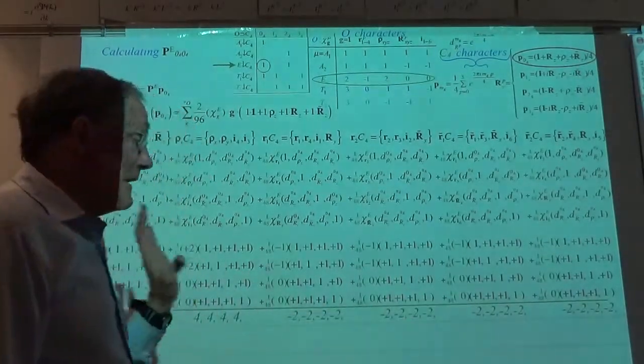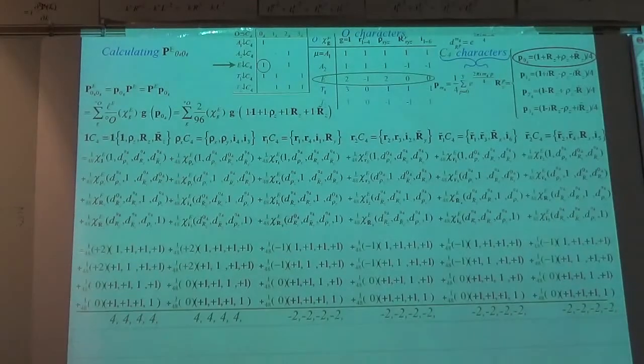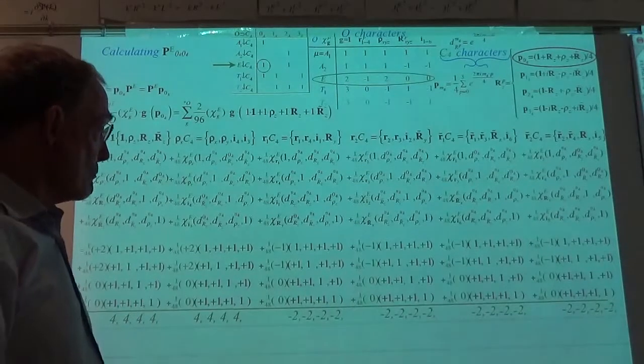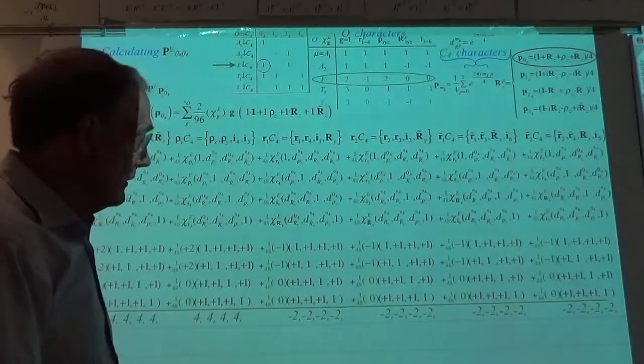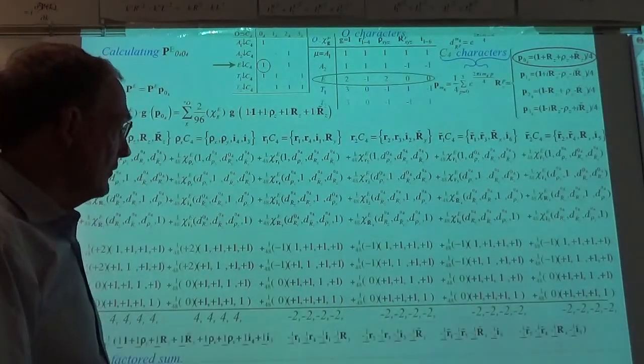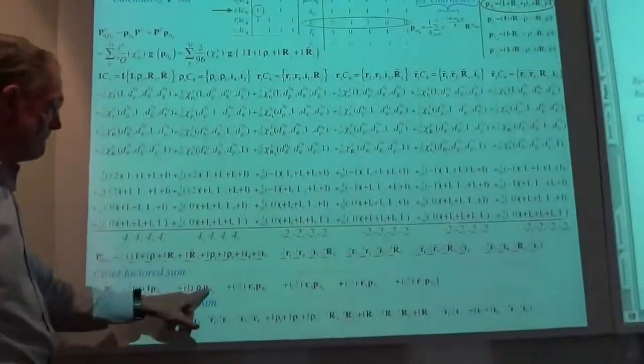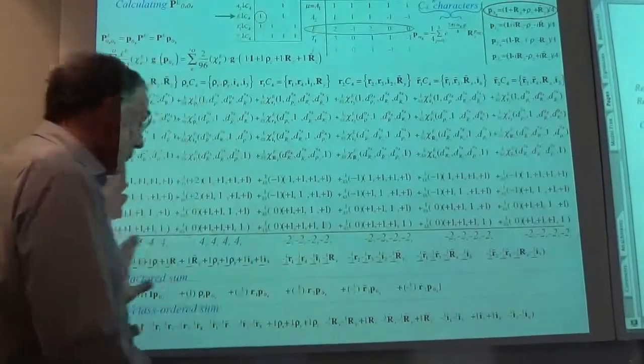This is very repetitive. Something's going on here that makes this job easier. We'll talk about that a little bit later. That's the actual factoring of these things. So here is the coset factored sum, and that's what we really want.